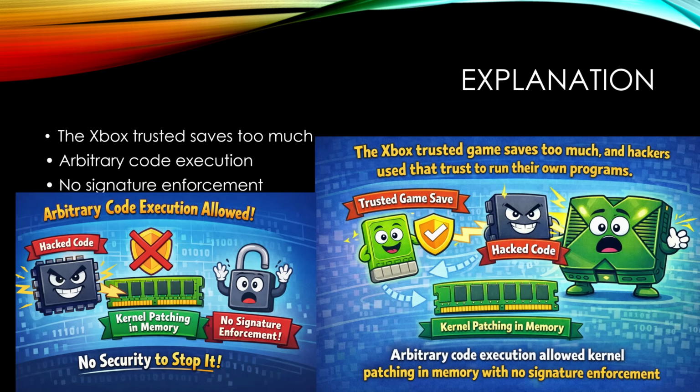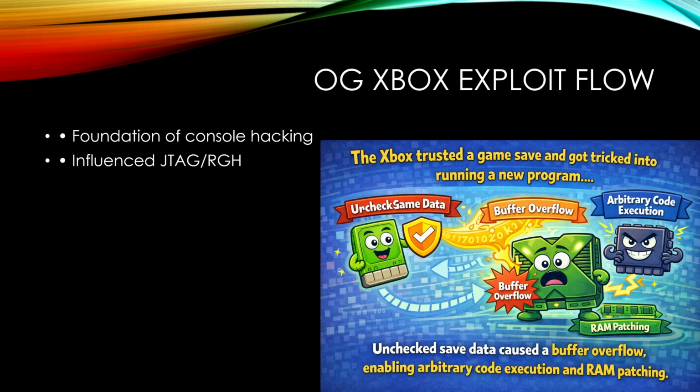The Xbox trusted game saves too much, and hackers used that trust to run their own program. Arbitrary code execution allowed kernel patching in memory with no signature enforcement to stop it. So, why does this matter? Everything we learn about JTAG and RGH exists because of the lesson we're learning today. The original Xbox wasn't just modded, it taught the industry how not to design console security.